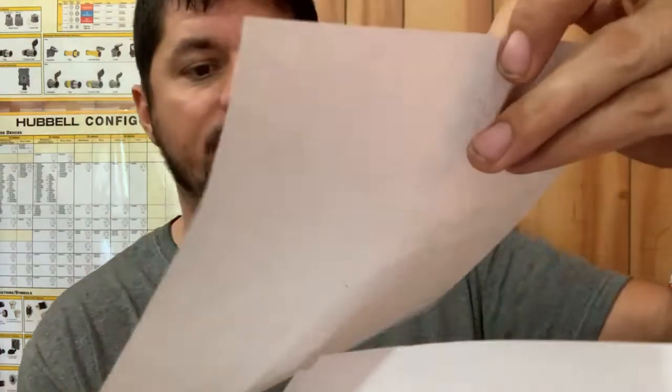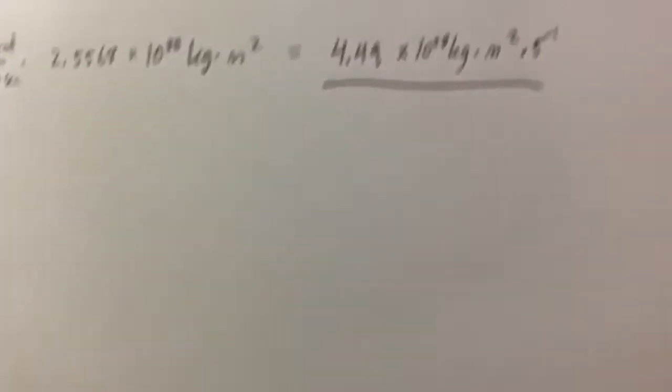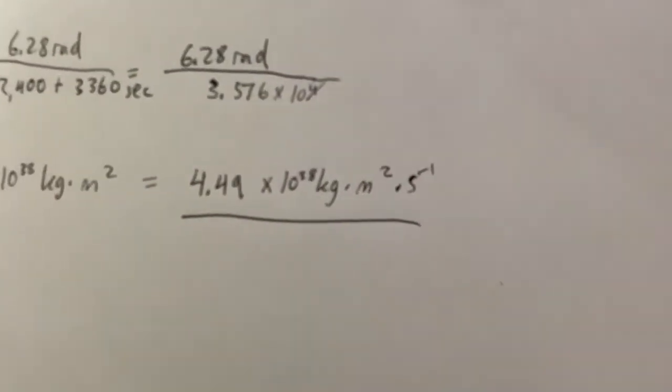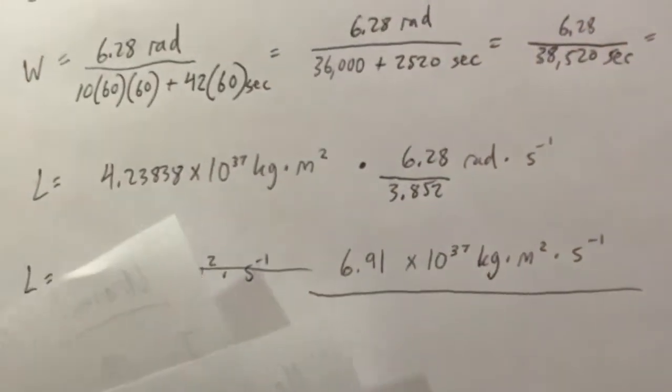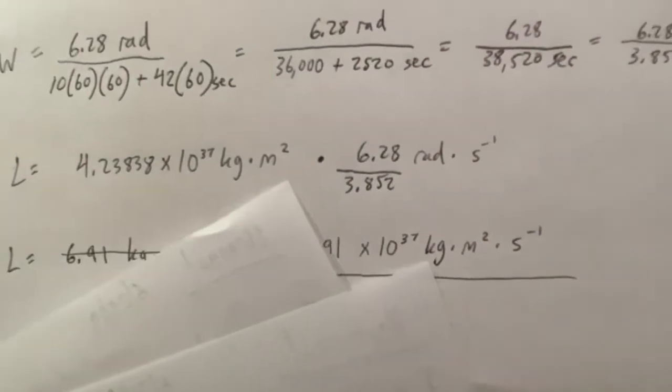And I'll just go ahead and tell you these while I'm at it. Jupiter is 4.49 times 10 to the 38. You see that? And then you have Saturn is 6.91 times 10 to the 37. So you drop an exponent and it's a little bit less. Like almost 10 times less. More like 8 times less.